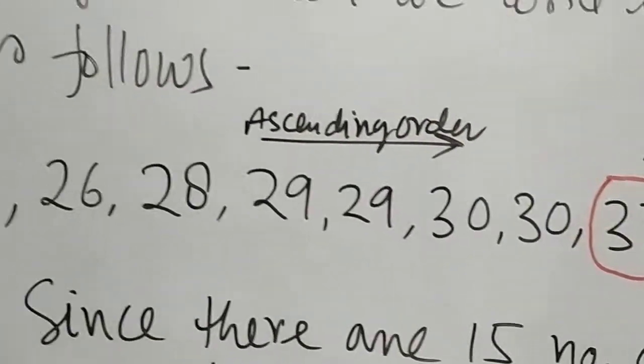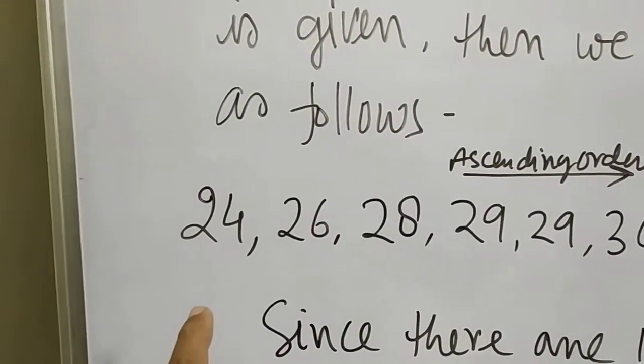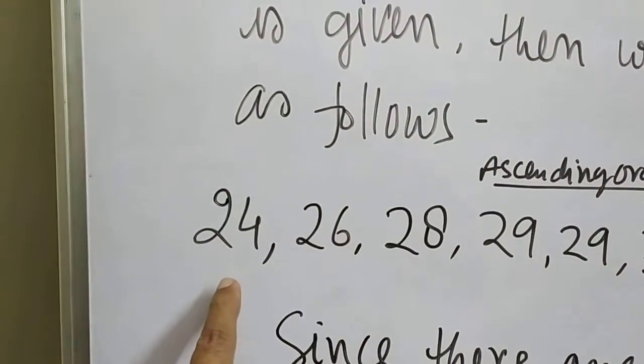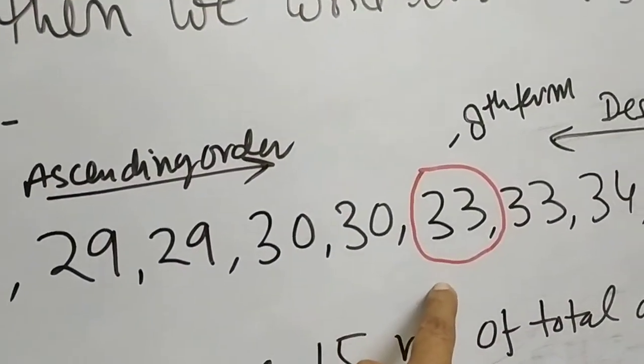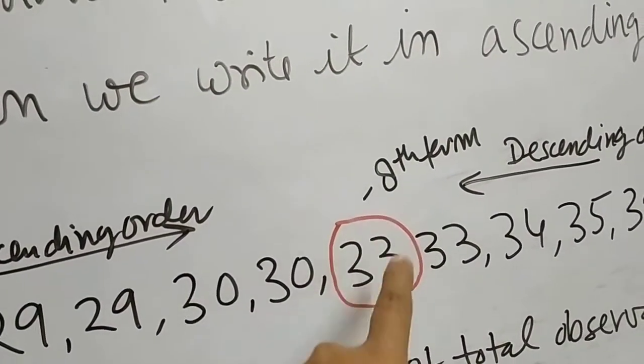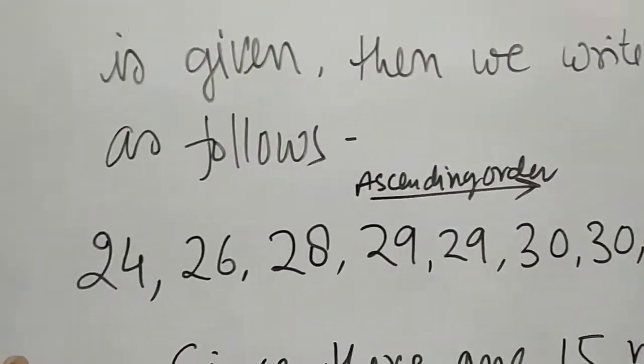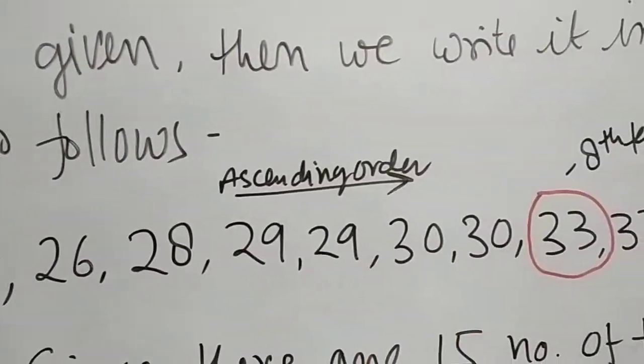Now we have to find out the 8th term of this set of observations. 1, 2, 3, 4, 5, 6, 7, 8. This is the 8th term. I have written here 8th term. This is from ascending order.